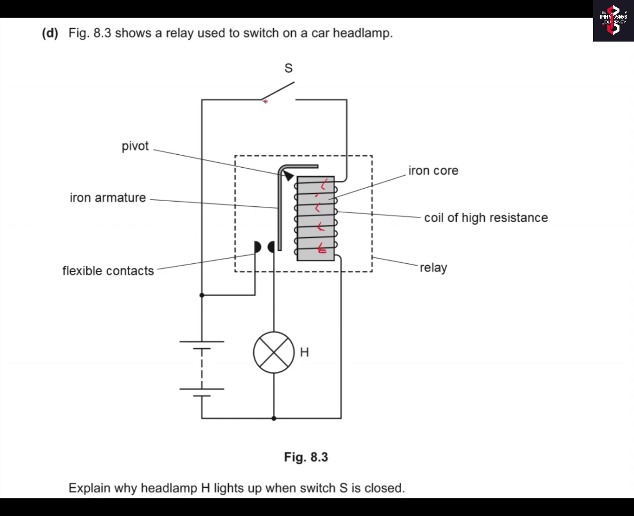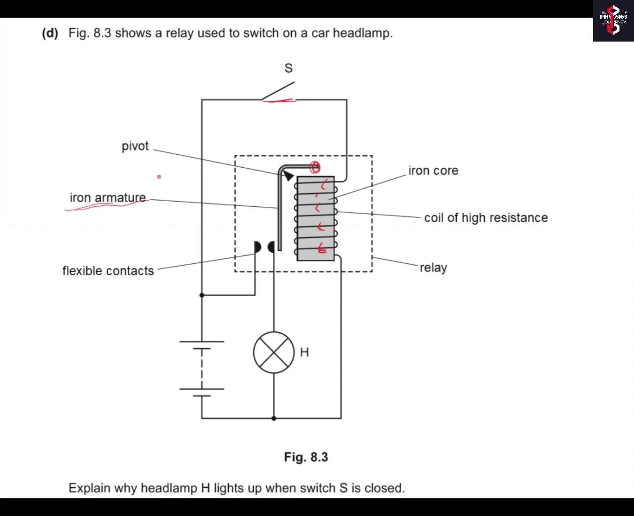When the switch is closed and current flows in the coil, it will act as an electromagnet and create an opposite pole on this iron armature. It will result in attraction. It will attract it. Thus, the iron armature will turn around.